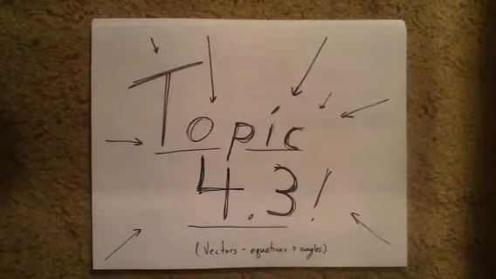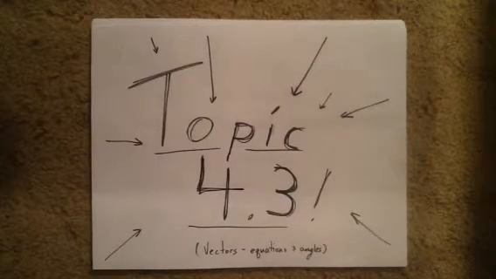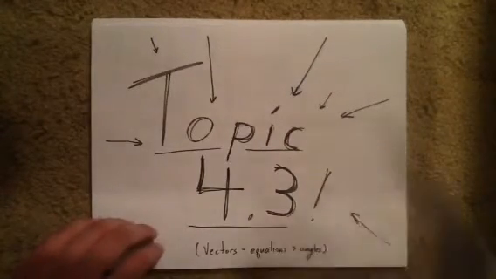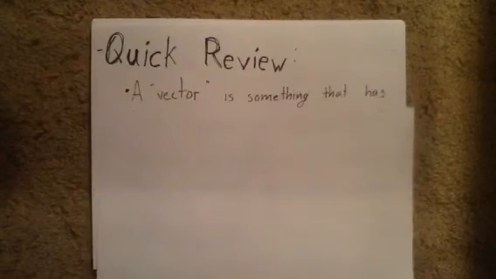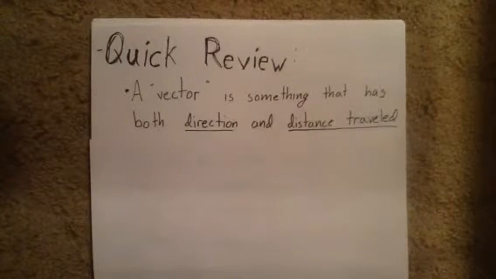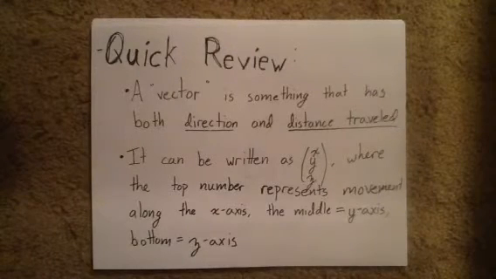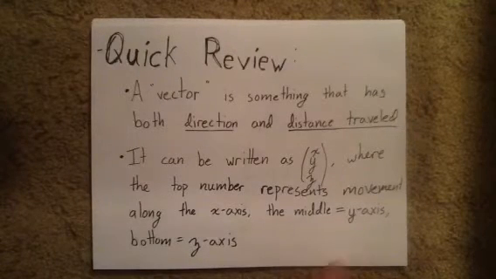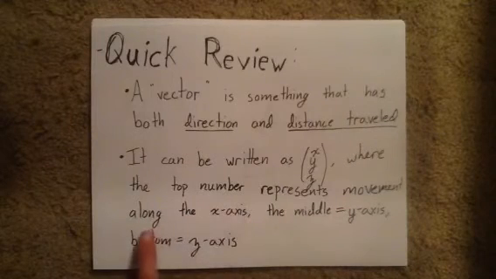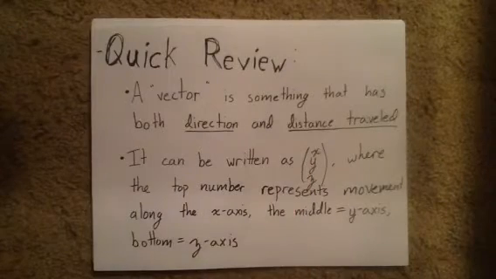This video is about topic 4.3, which will be about vectors and the vector equation of a line and the angles between those lines. So, first, a quick review. A vector is something that has both direction and distance traveled, or magnitude. It can be written in component form as x, y, z, where the top number represents movement along the x-axis, the middle the y-axis, and the bottom the z-axis.